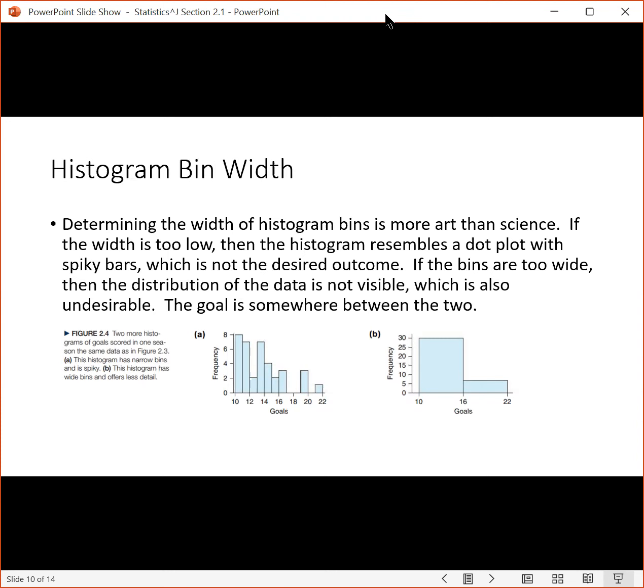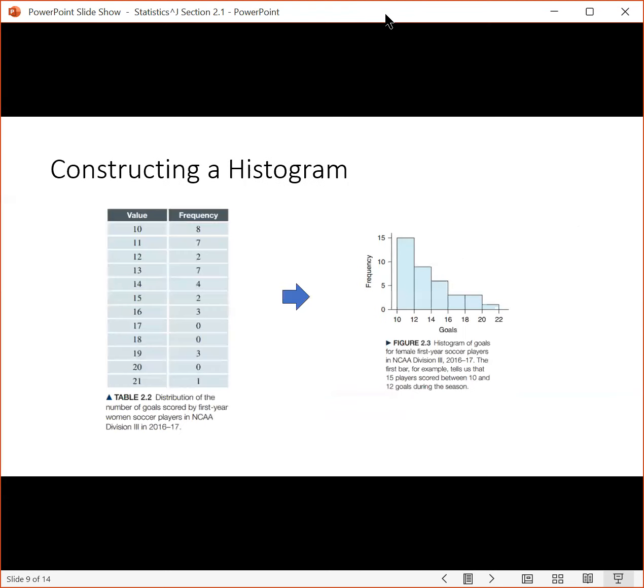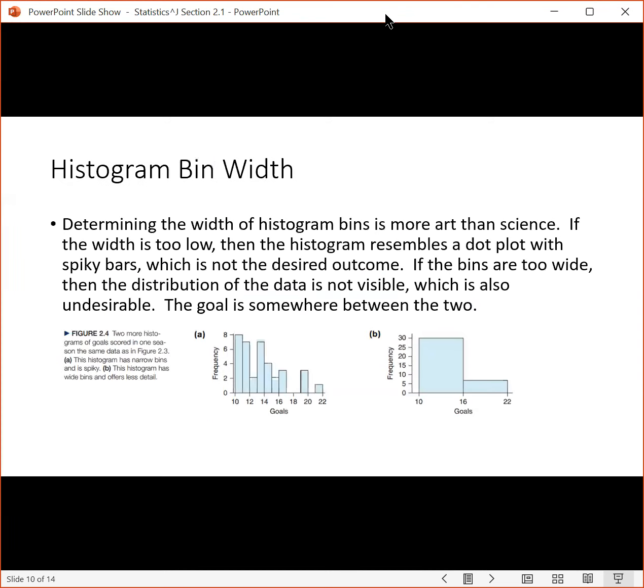If the bins are too wide, then the distribution of the data is not really visible. We can't really infer anything from the example that's there, where you have bins of width 6. So what you want to do is try and find something between the two. It's not always going to be perfect, and not every single person is going to agree. There's some art there. You could go back to the previous examples. Was 2 the right width to interpret the results, or maybe 3 would have been a better choice? Figuring that out is, again, part of the art.